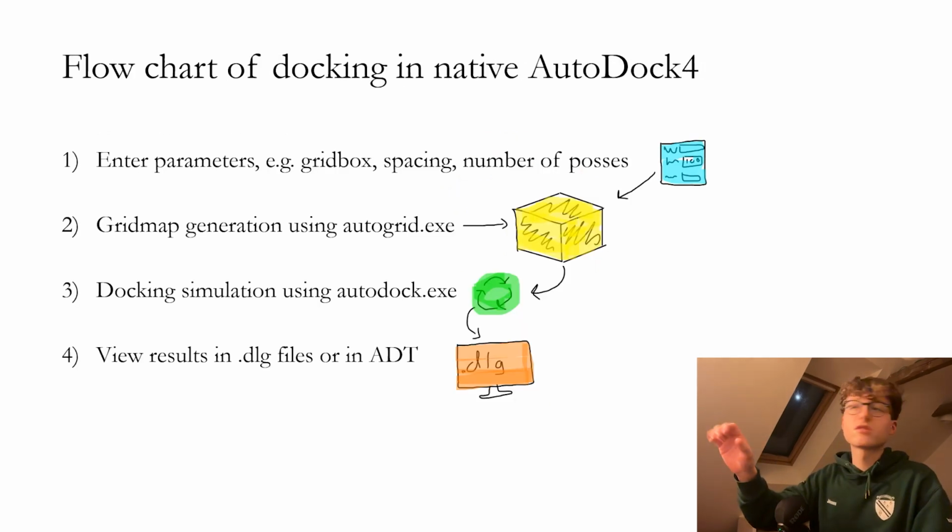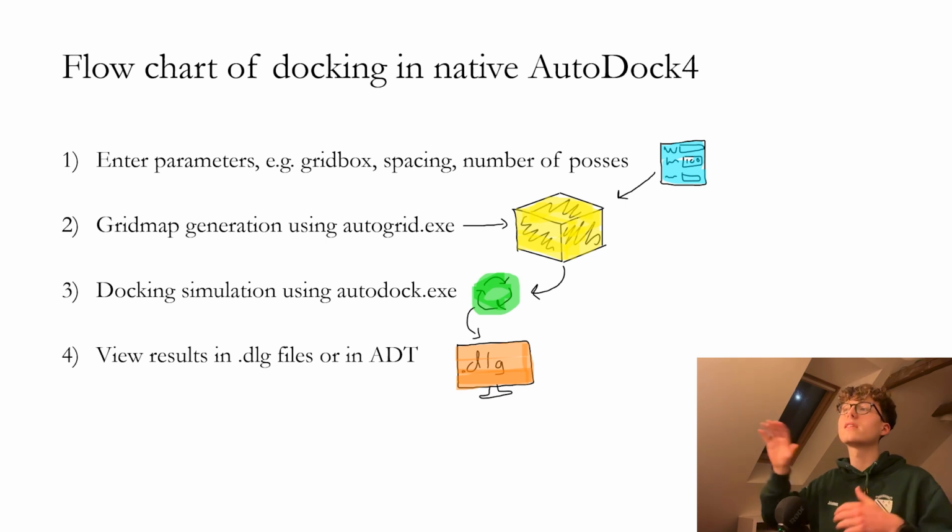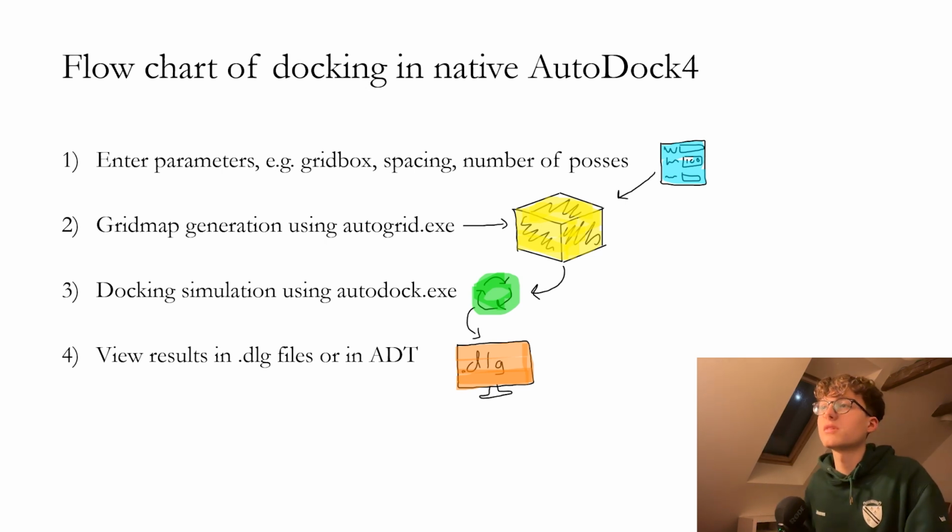Here's the flowchart of AutoDock 4 and how it's natively used, meaning straight out of the box when you download it. The first thing is entering parameters, like the grid box, the spacing, and the number of poses, in other words how many iterations you're doing in this simulation. That's pretty straightforward. Then there's the grid map generation, which is done by a subsidiary program called AutoGrid.